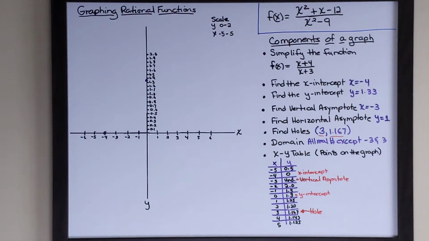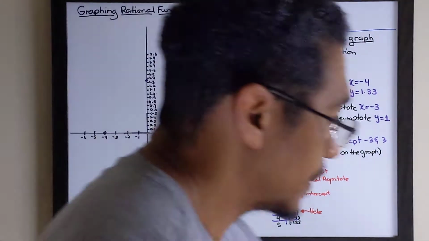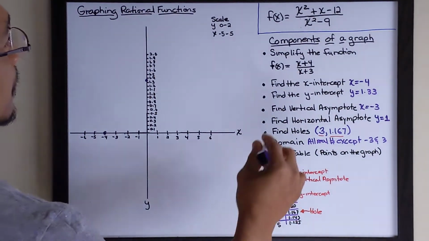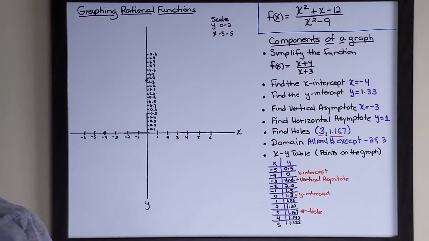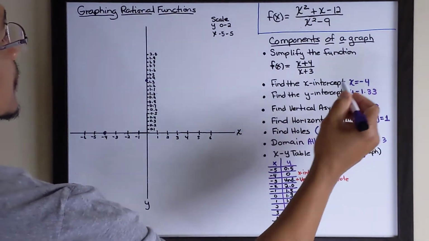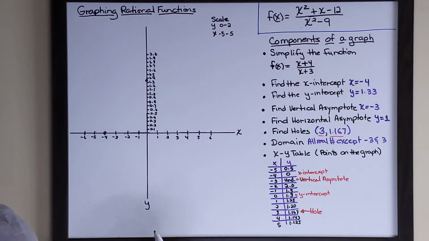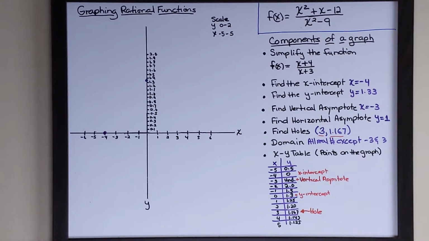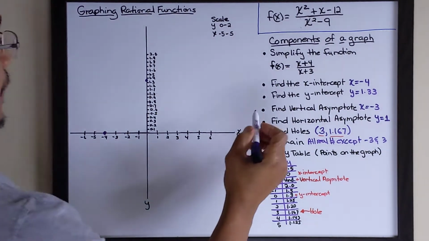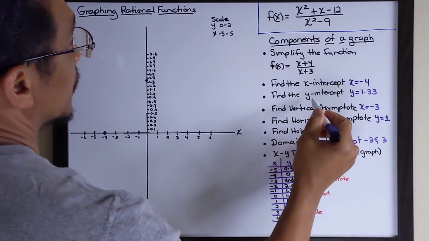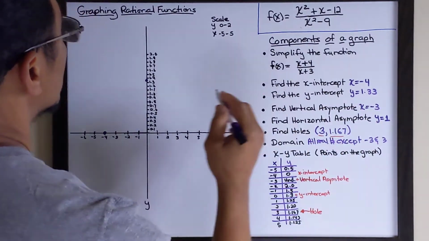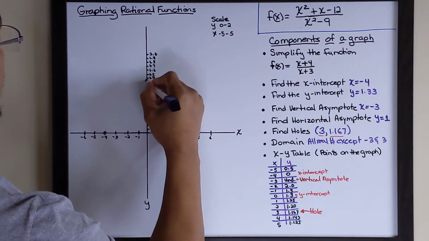So let's go ahead and get started and plot this graph. The first thing I want to plot is the x-intercept. The x-intercept was x equals -4, and that's where your graph crosses the x-axis, and that's going to be this point right here. Now the next point is the y-intercept, where your graph crosses the y-axis, and that's going to be y equals 1.33. I'm going to put that point right here.